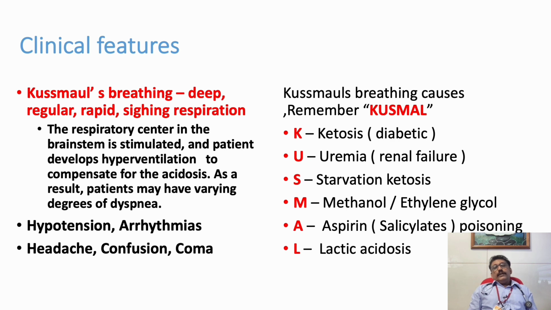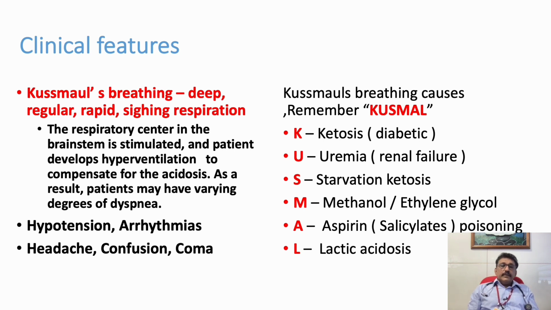Now we know that when the body is having acidosis, the body will try to remove carbon dioxide by excessive breathing. That is called Kussmaul's breathing. It is deep, regular, rapid sighing respiration. You can see the causes for Kussmaul's breathing. Remember Kussmaul: ketosis, uremia, starvation ketosis, methanol, ethylene glycol, aspirin poisoning, lactic acidosis.